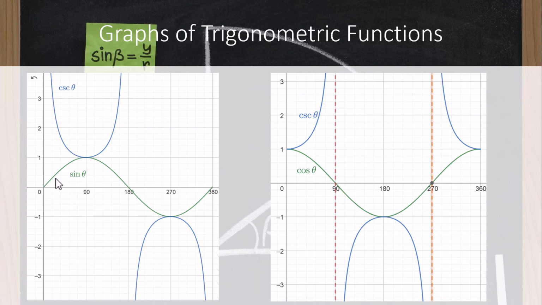Notice the sine function is a nicely well-behaved function. It basically runs between -1 and 1 throughout the range between 0 and 360. Since the cosecant is reciprocal, it actually has a vertical asymptote wherever sine crosses 0. So it's 0, 180, and 360.